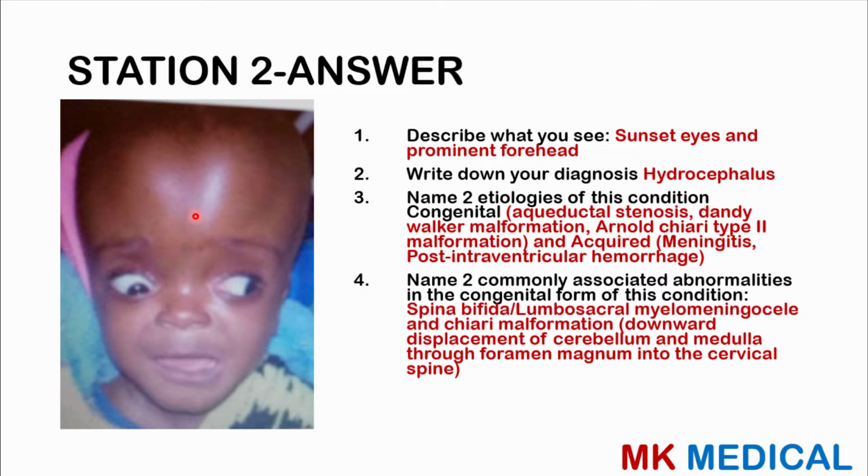Then name 2 commonly associated abnormalities in the congenital form of this condition. It is often associated with spina bifida or lumbosacral myelomeningocele, and it also may be associated with Chiari malformations, which is obviously downward displacement of cerebellum as well as the medulla through the foramen magnum into the cervical spine.